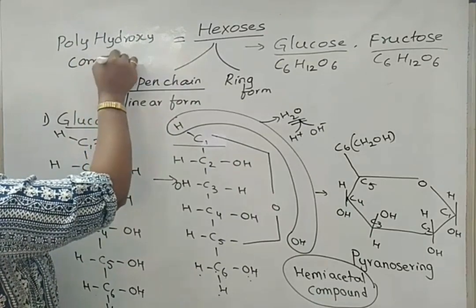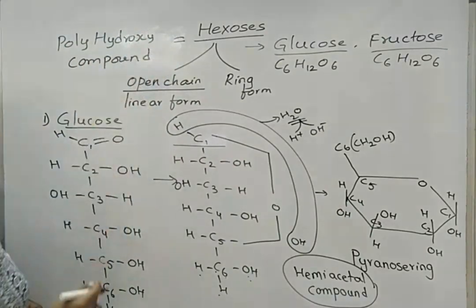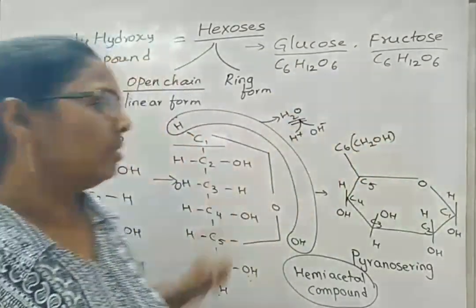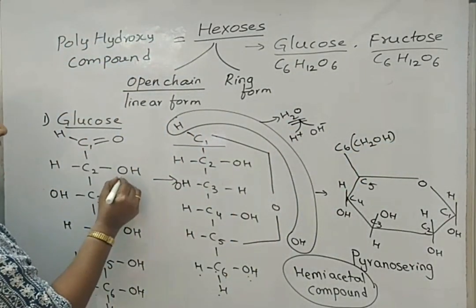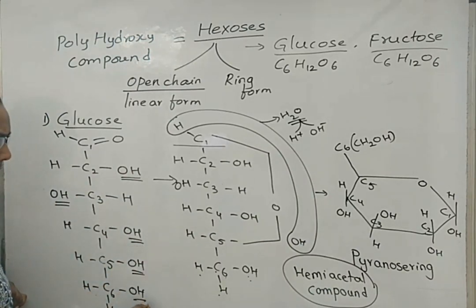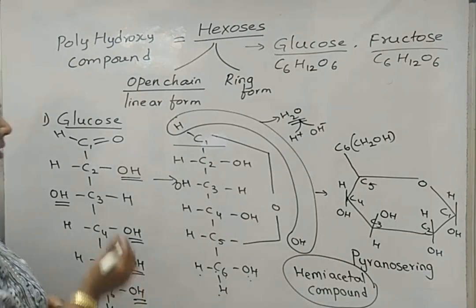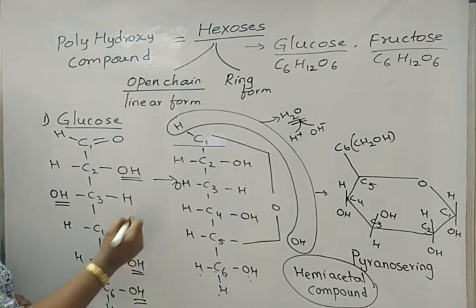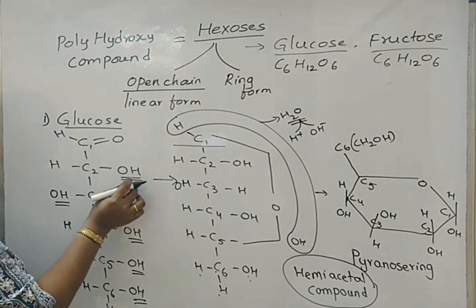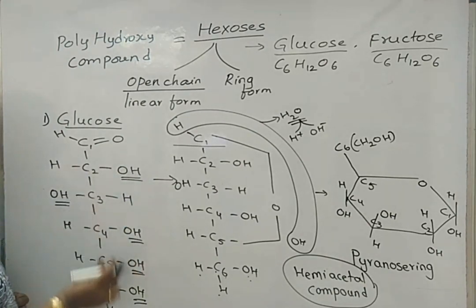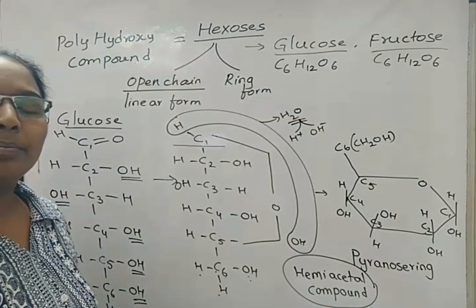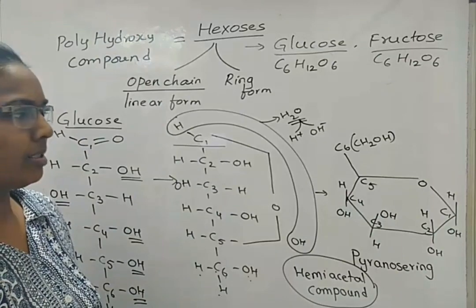This polyhydroxy compound is applicable for both glucose and fructose because the compounds have more number of OH groups. Even fructose also will have more number of OH groups. When I draw the structure, I will show you. So, because of the existence of more OH groups within the compound, hexoses are commonly called polyhydroxy compounds.